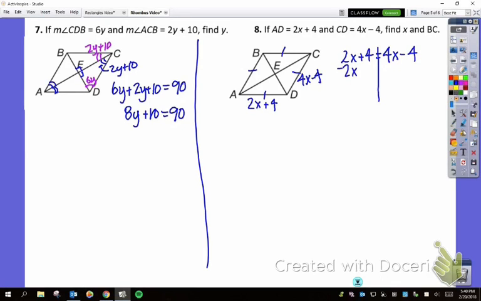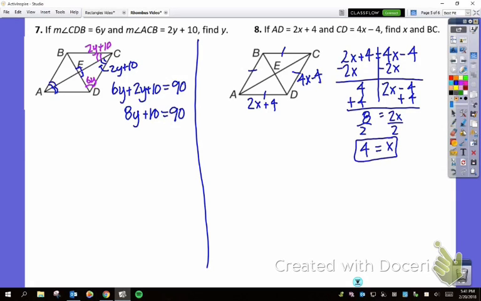And be careful how you solve these, okay? When we subtract 2x, we've got 4 left. We've got 2x minus 4. And then we want to add that 4 to both sides, so we get 2x equals 8. Divide by 2 and we get x equals 4.